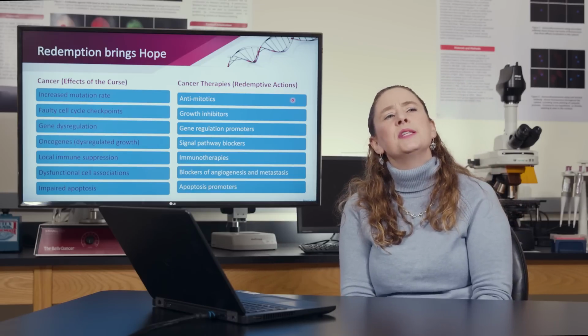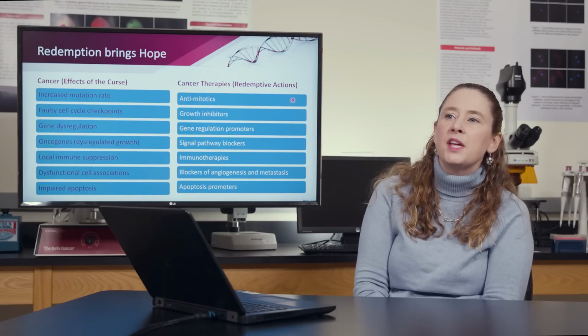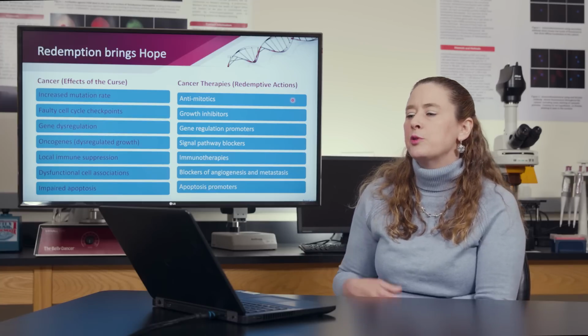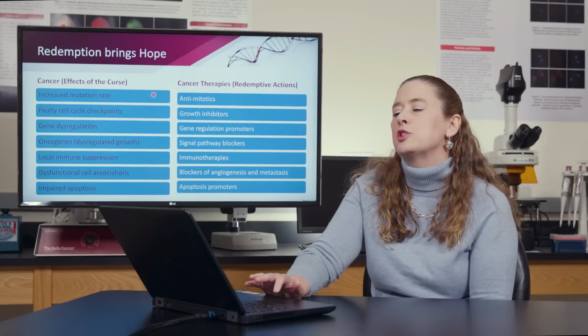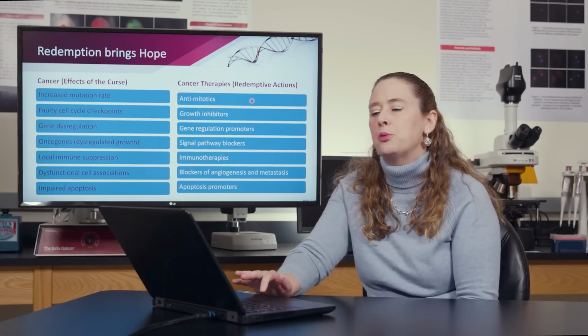And that's because mostly at this stage, I am looking at biochemical and molecular causes of cancer and looking at how would you actually deal with those. So what I tried to do is pair the effect of the curse on the left with a treatment that would act against that effect of the curse on the right. So let's just go through my list.